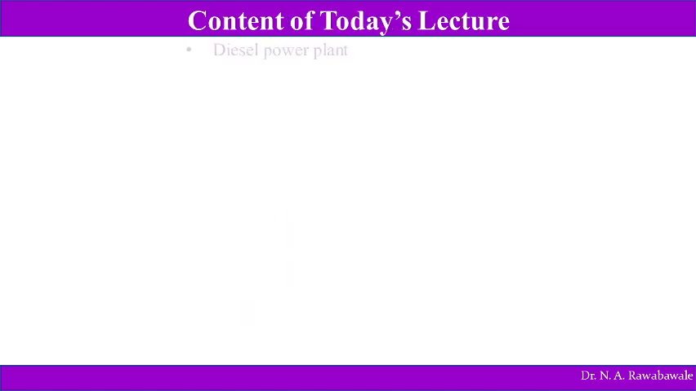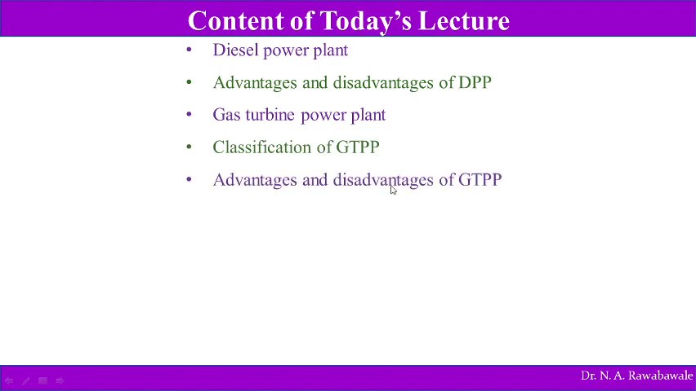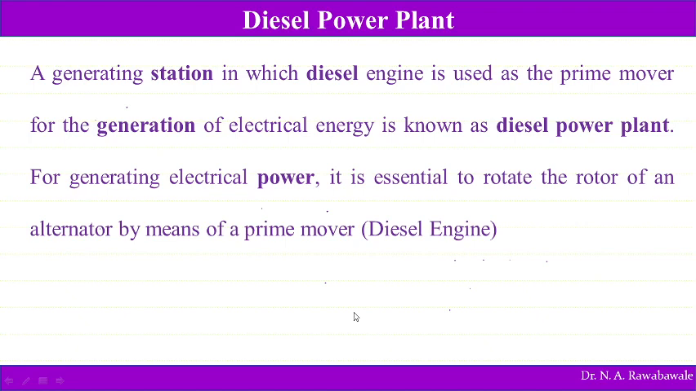So today we are going to discuss the diesel power plant, and its advantages and disadvantages. Then we are going to study the gas turbine power plant, its classification, advantages and disadvantages, then the hydroelectric power plant, its classification, advantages and disadvantages, and site selection for a hydroelectric power plant.